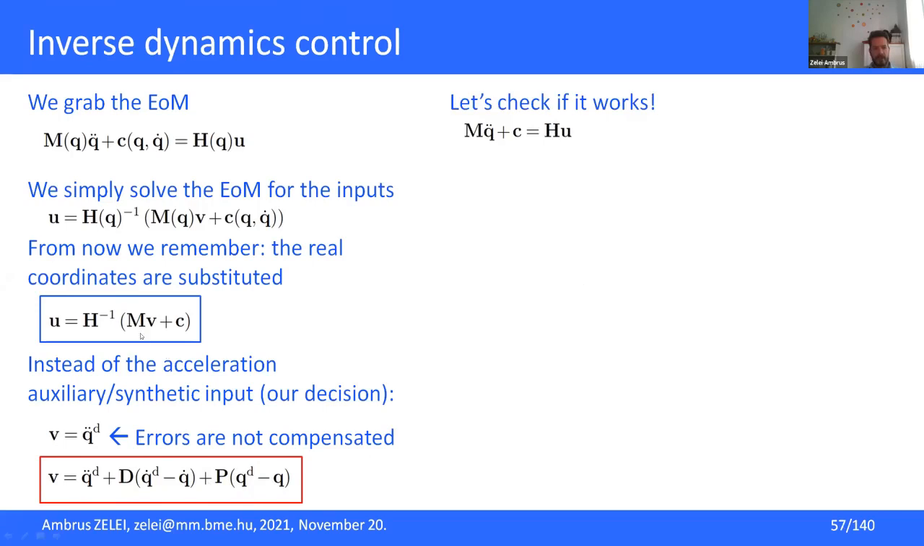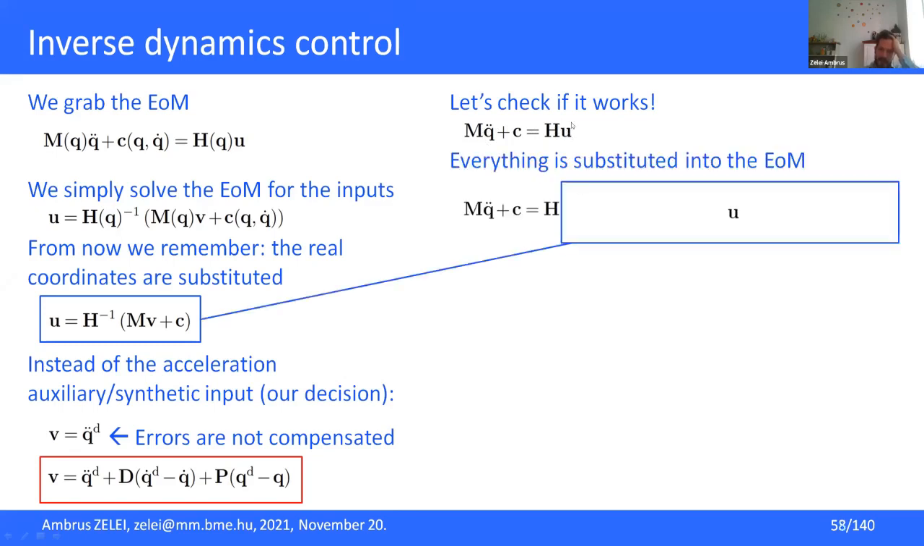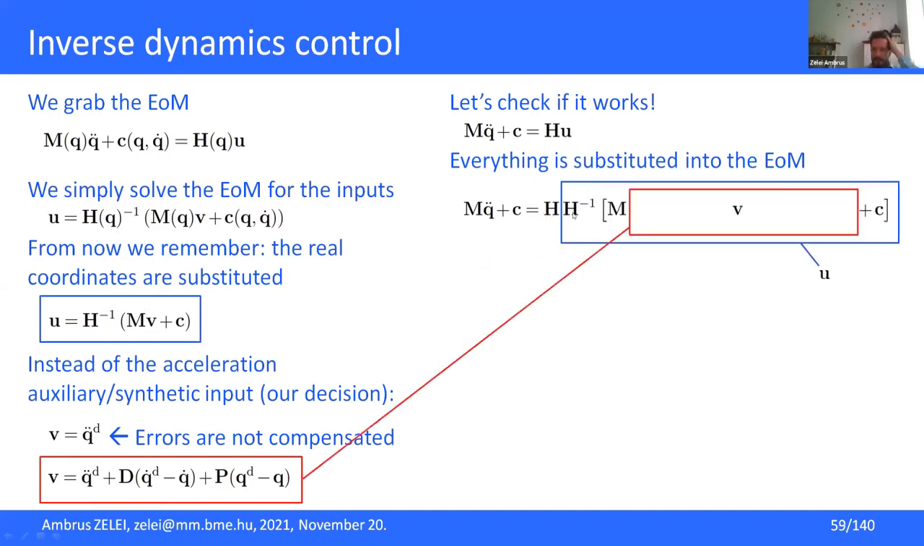And let's check this out. These two equations basically form the control law, but let's check if it works. So I take again the equation of motion. These two are the same equations, but now I get rid of dependencies. So this is our equation of motion. And instead of U, I am just putting here this expression. As we said, U is calculated as H inverse times this bracket. So let's put this here.